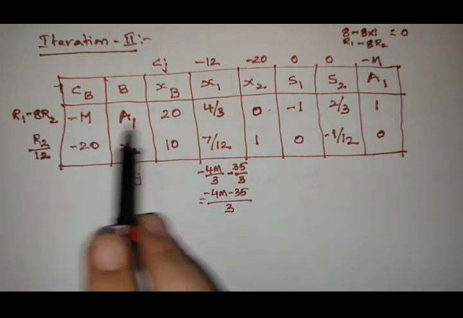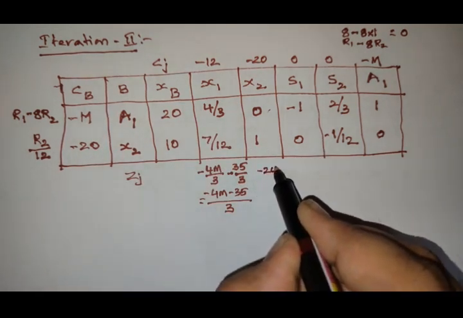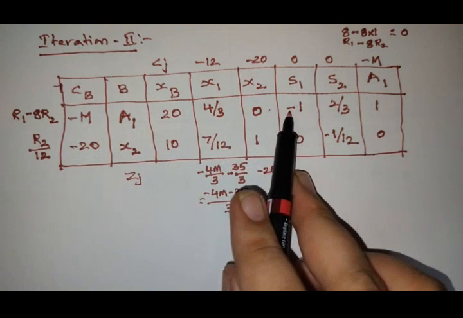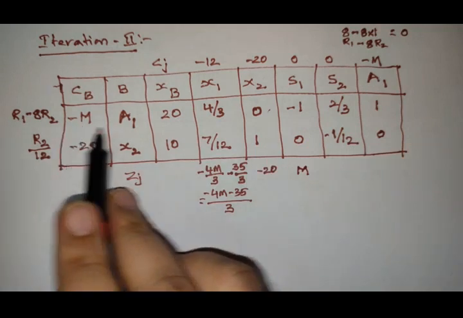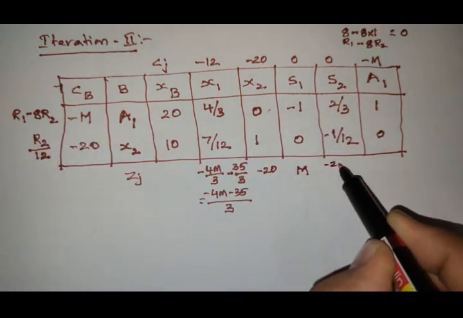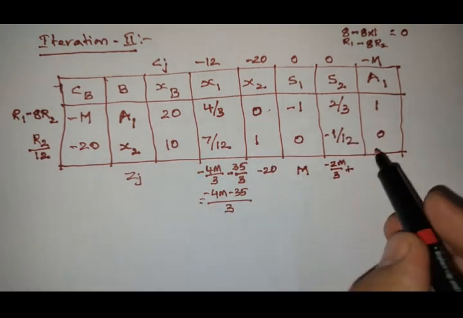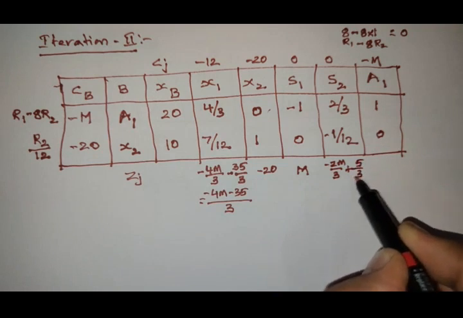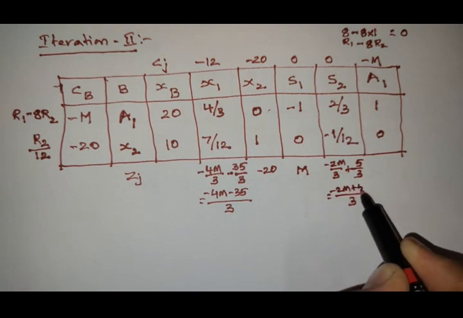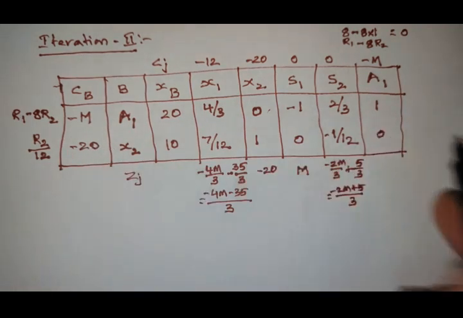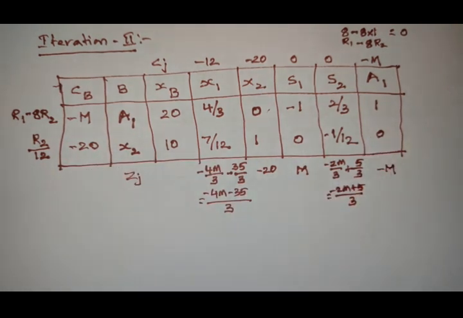Next, here minus m into 0, 0 plus minus 20 into 1, minus 20. Next, minus m into minus 1, plus m, here minus 20 into 0, 0. Here you will get m. Next, minus m into 2 by 3, that is minus 2m by 3. Minus into minus plus, it will become 20 by 12 means 5 by 3. So minus 2m plus 5 by 3. Next, minus m into 1, minus m, plus minus 20 into 0, 0. So you will get totally minus m.